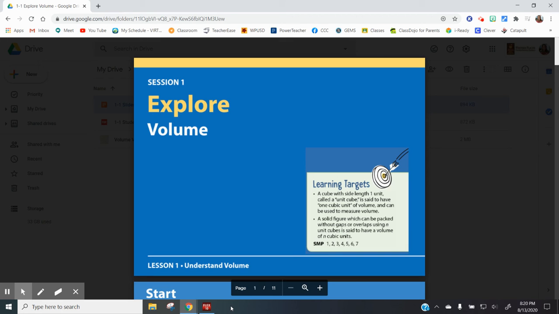Hi everyone, today we're going to be covering Session 1, Lesson 1 from your Ready Math Workbook. We'll be covering pages 5 through 7, and the objective of our lesson today is that we're going to explore the volume of a solid figure. So let's get going. You can go ahead and turn to page 5 in your math workbook.